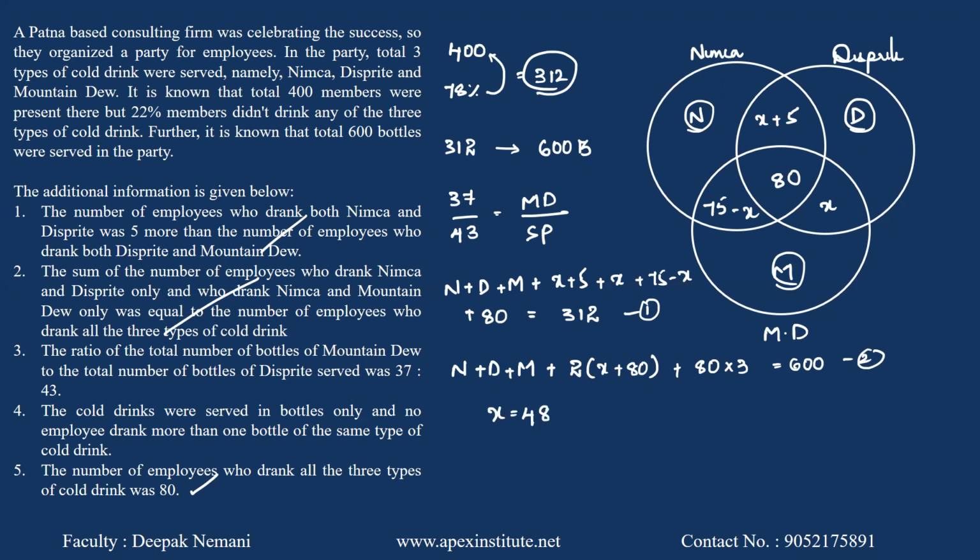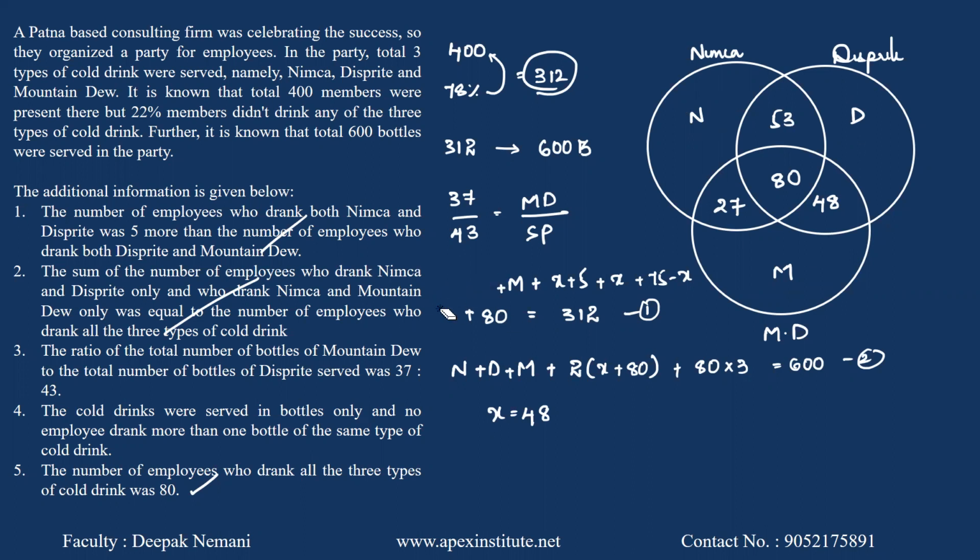Now once we have the value of x, we can substitute in all these three places. So this would be 48, this would be 53, and this would be 27. Now we have to find the values of m, n, and d to answer this question.